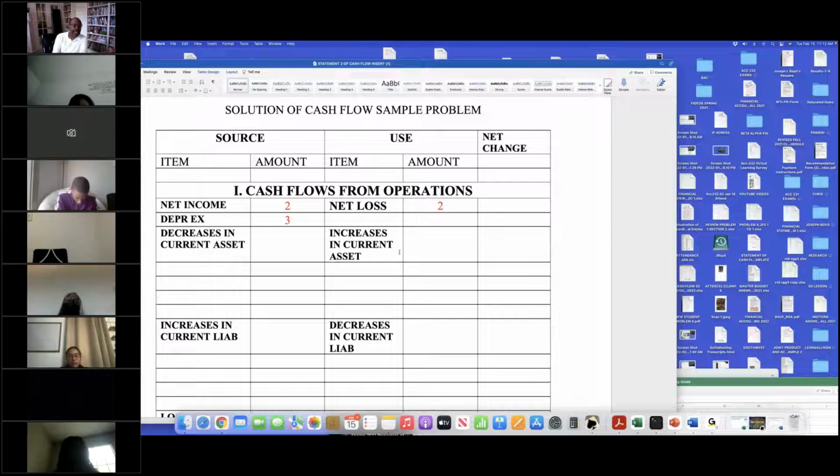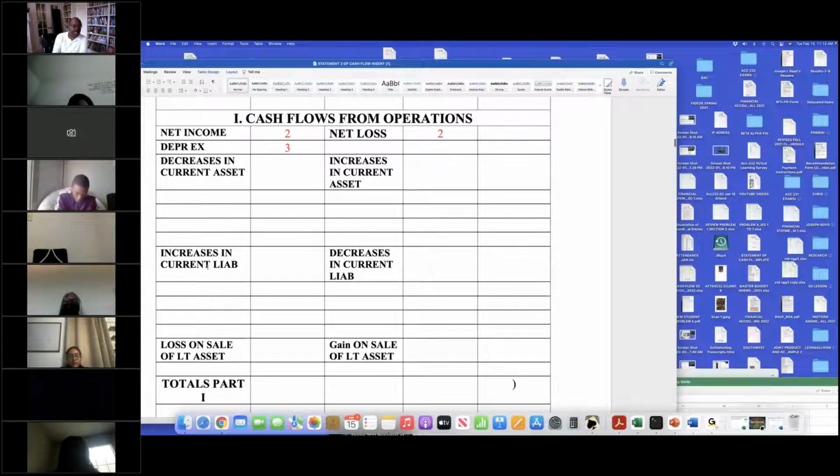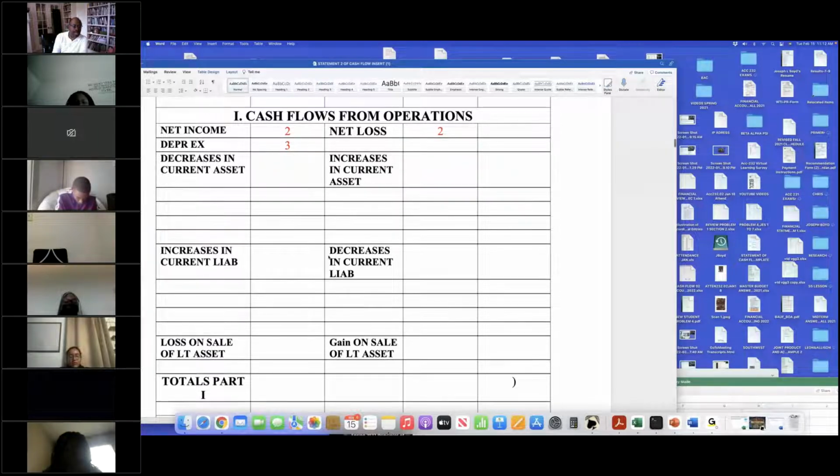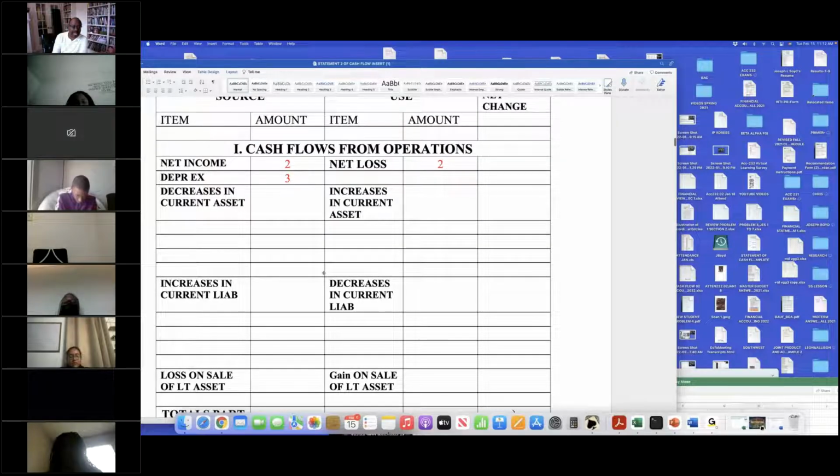We have the current liabilities. If they increase, they are a source of cash. If they decrease, they are a use of cash. And so we have all the current items. Also included in the net income would be a loss on the sale of a long-term asset or a gain on the sale of a long-term asset. We don't want that item in operations. And so if it's a loss, we add it back. If it's a gain, we're going to subtract it on the other side.